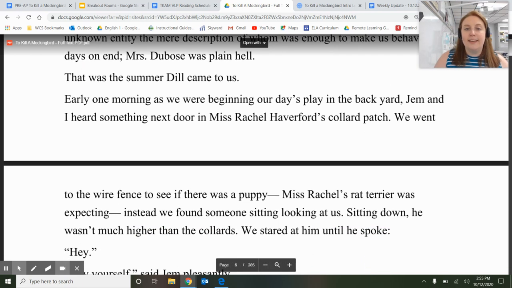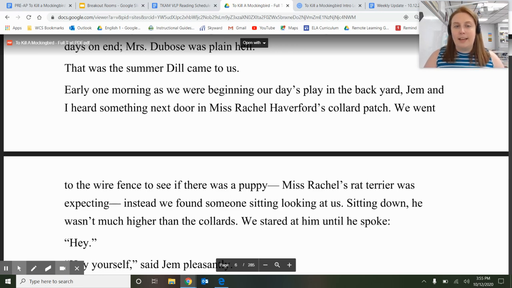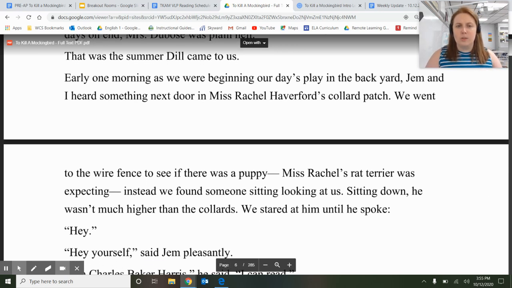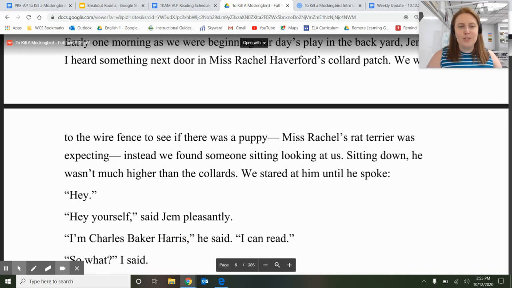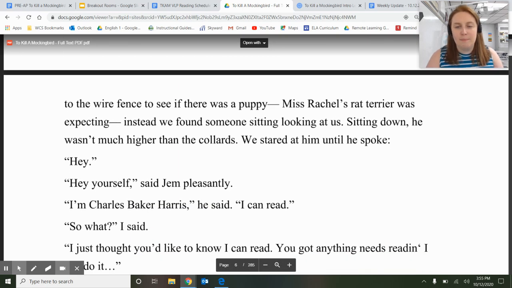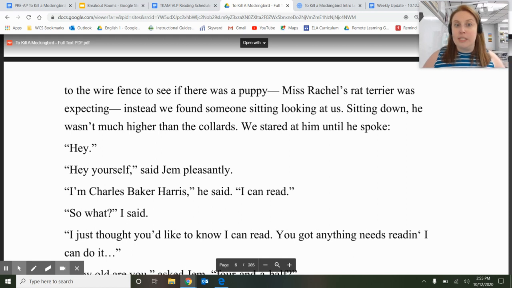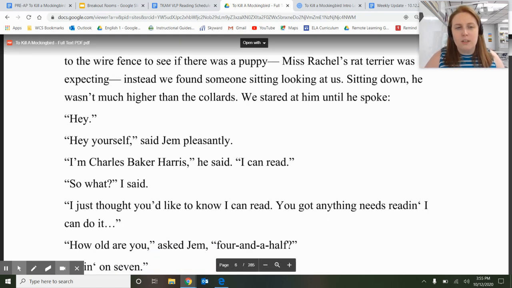Early one morning, as we were beginning our day's play in the backyard, Jim and I heard something next door in Miss Rachel Haverford's collard patch. We went to the wire fence to see if there was a puppy. Miss Rachel's rat terrier was expecting. Instead, we found somebody looking at us. Sitting down, he wasn't much higher than the collards. We stared at him till he spoke.